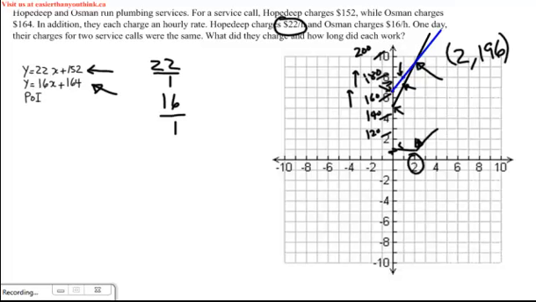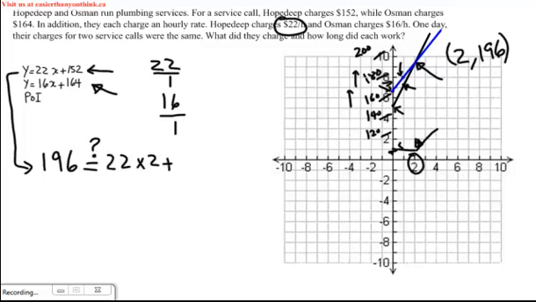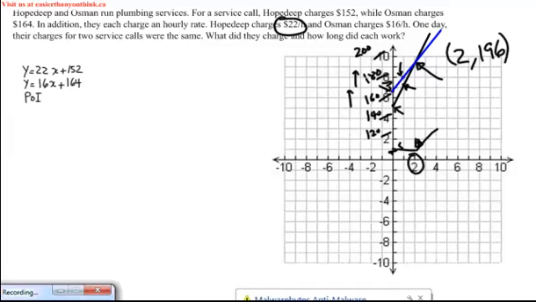Remember that you always check your point of intersection to make sure that it's correct. For the first line, I'm going to say y is 196. Is it equal to, question mark, 22 times 2 plus 152? And the answer is 22 times 2 is 44, plus 152, and it gives you 196. Perfect. So this one is correct.